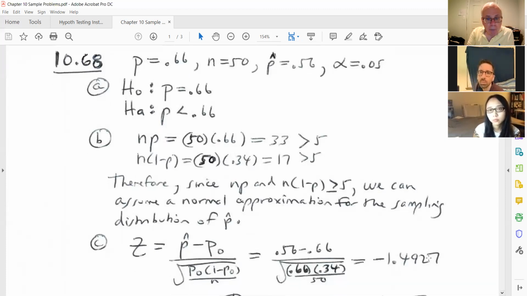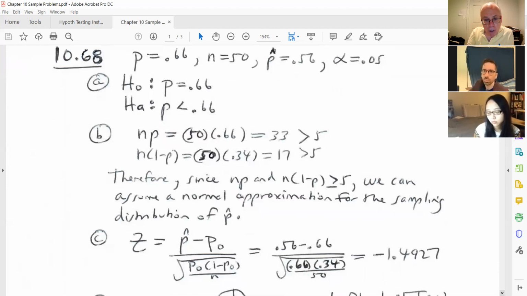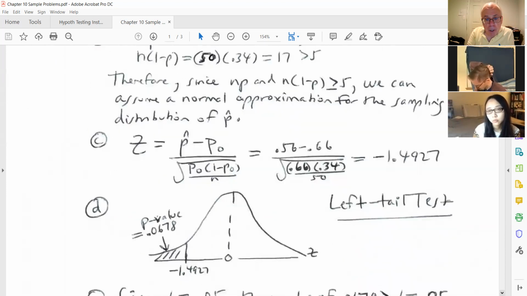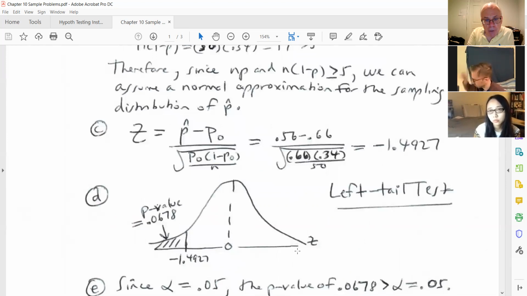All right, part C is your test statistic. So we're going to use p hat minus p sub 0 in the numerator. And in the denominator, remember using p sub 0, the 0.66, use that inside here, not the 0.56. All right, so this is your test statistic. I get negative 1.4927. Both of you got that? Then we're going to plot that on the z-axis, where 0 is the mean. And of course, it's negative, so it's going to be on the left.